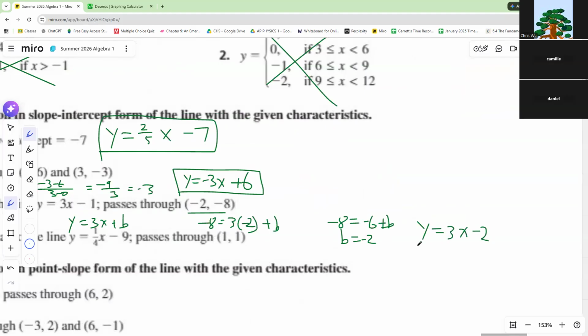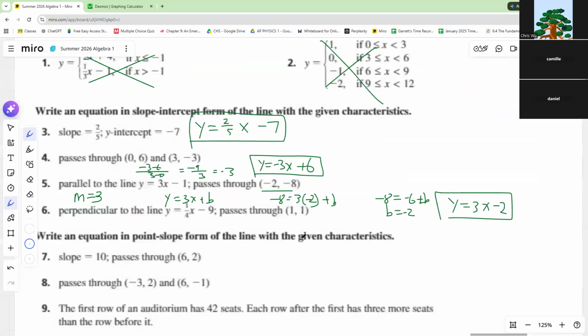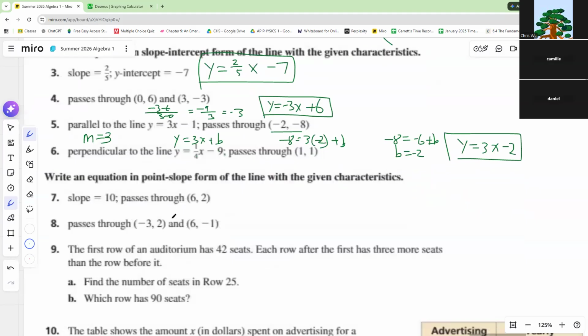And if you do plug the numbers in, you'll see that works. Okay, so that's that. Once you're finished with some of these, you can move on. But I'm going to give people a little bit more time to work it out.